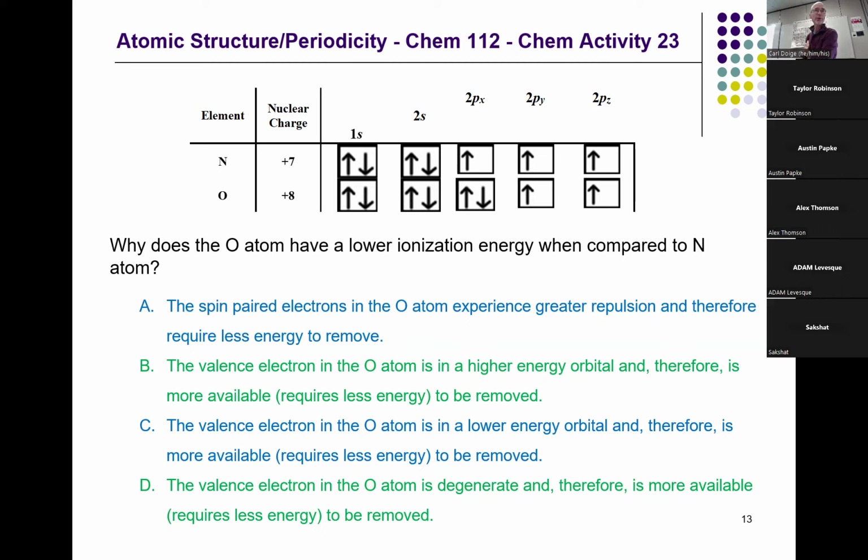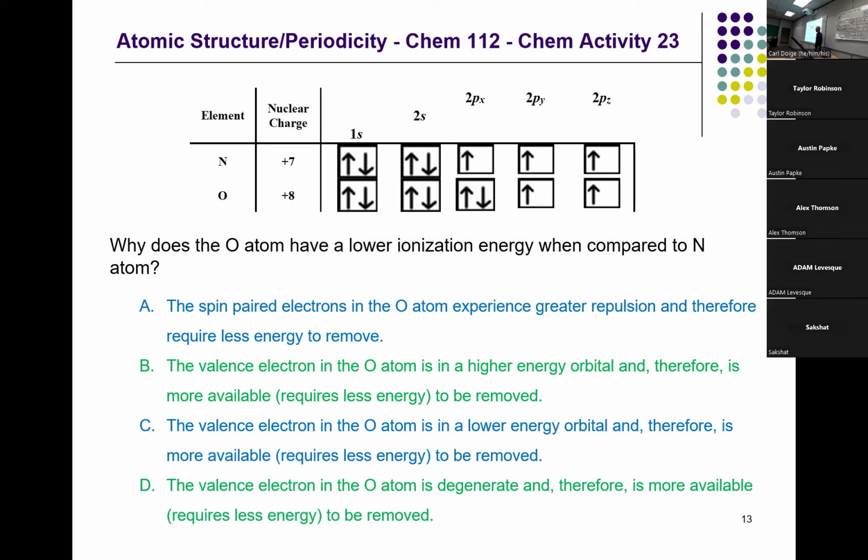And I'm looking here, and pretty awesome. Okay, so I see that folks are voting for A. They see that, and we say spin paired. So this is an example of spin paired. Spin paired electrons in the oxygen experience greater repulsion, and therefore it would take less energy to remove one than what you would expect, even though the nuclear charge is greater.